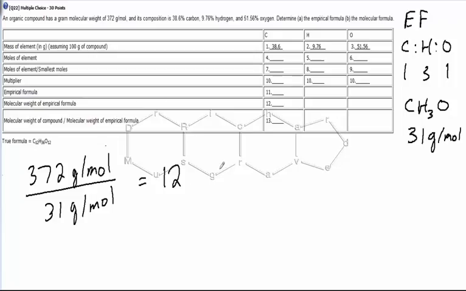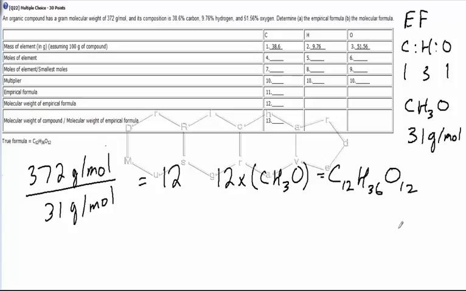372 grams per mole. So the next thing we do is take the empirical formula and multiply it by 12, and that will give us our final formula, which is C12H36O12. And that will be the true formula.